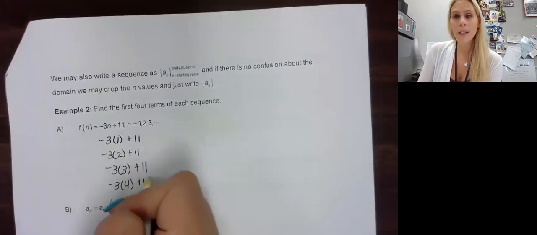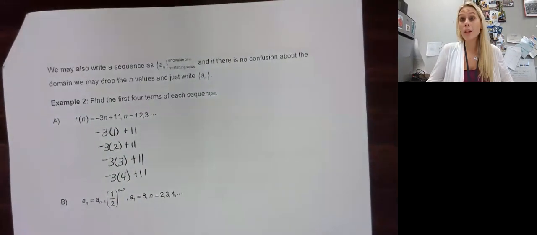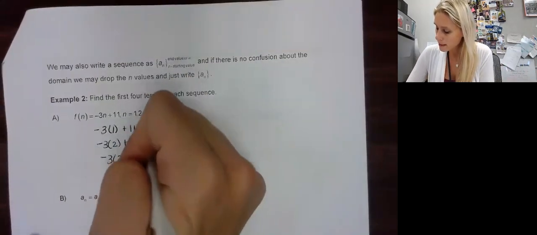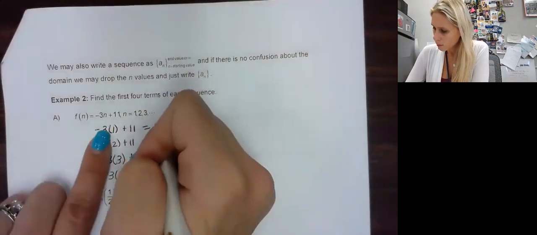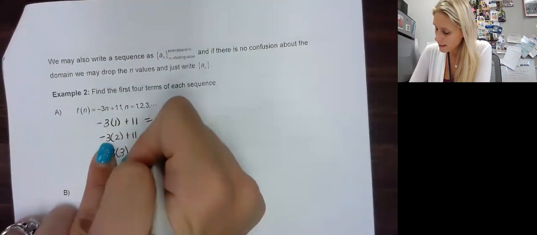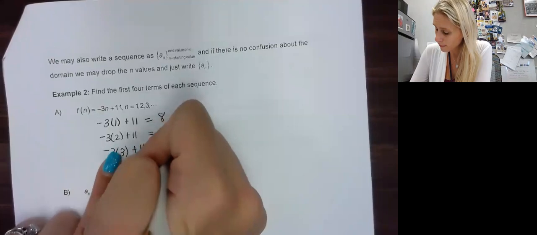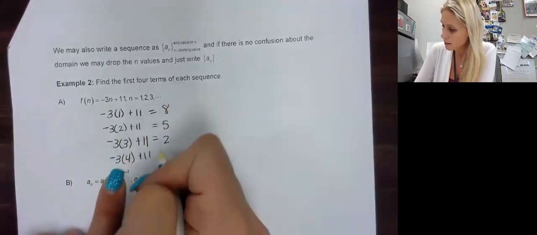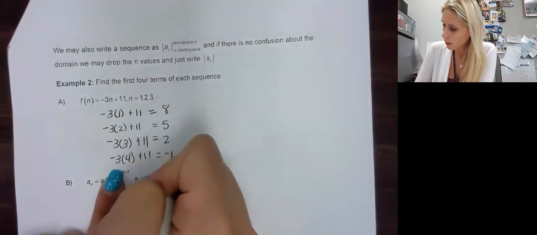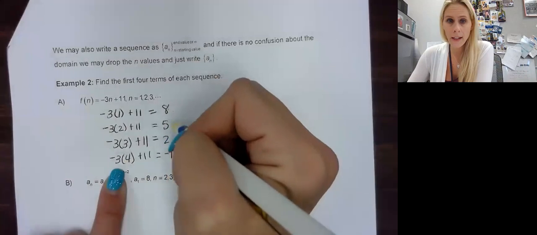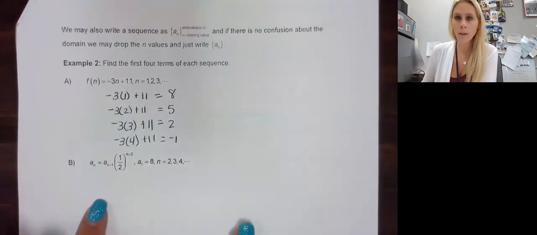This one's a little bit easier. This one should look familiar from years past, right? So we get 8, and then 5, 2, -1. So our first 4 terms in the sequence are 8, 5, 2, and -1.